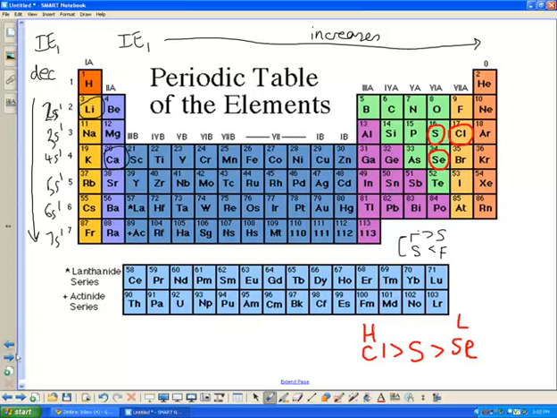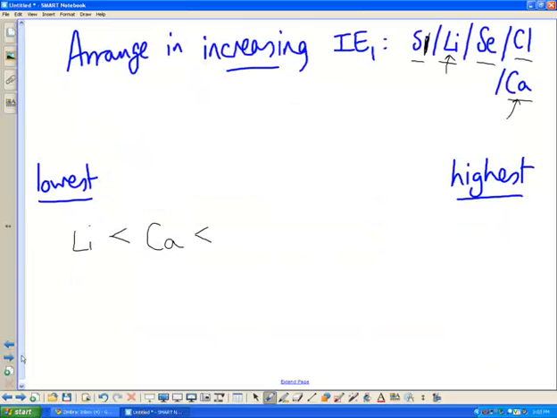And we can add that to the rest of our numbers here and say if out of those 3 selenium is the lowest, then we have sulfur, then we have chlorine. And if we were to actually look up in the textbook and find the kilojoules per mole of each of these, we'd find that what we just said is absolutely true.